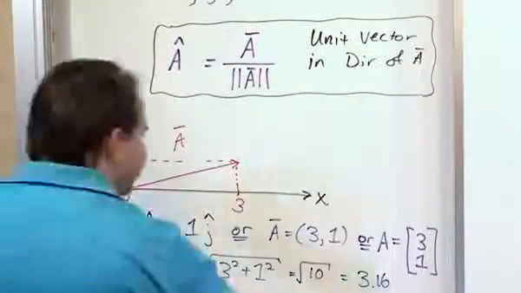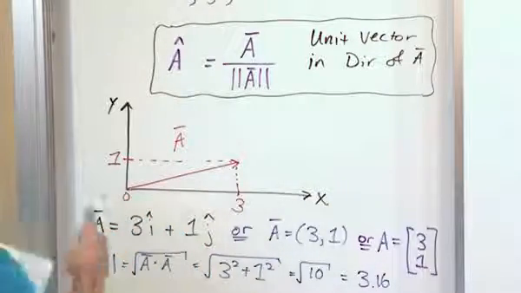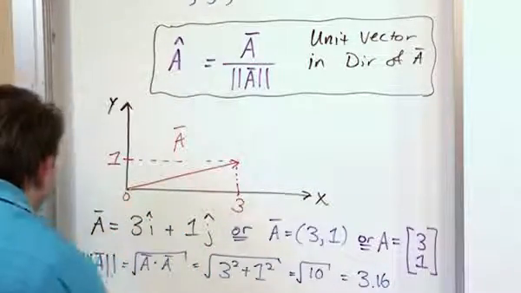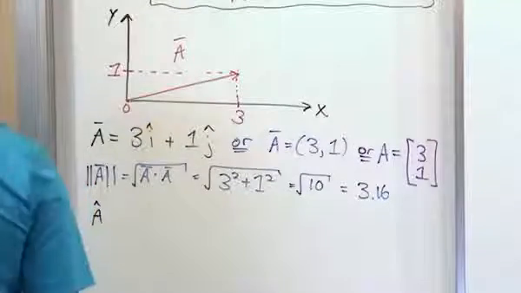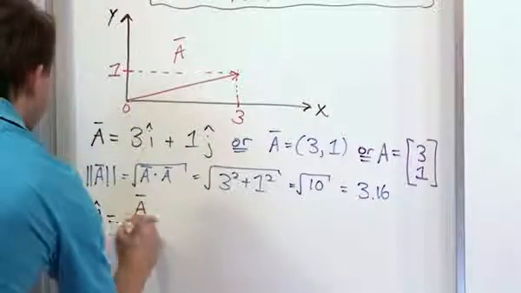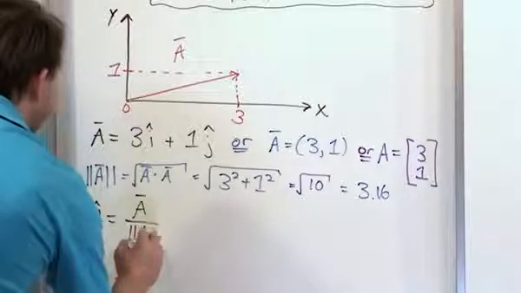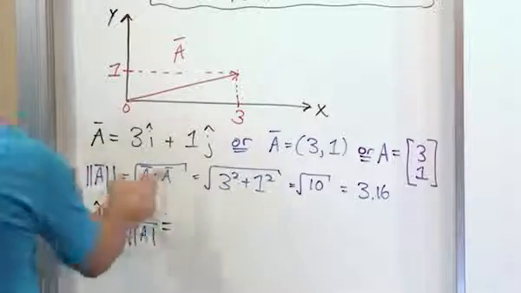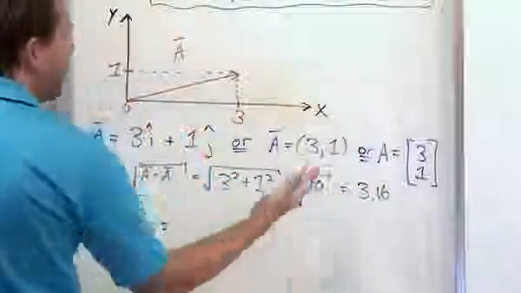So now that we have the magnitude of A, it's a very simple matter to calculate this thing that we call a hat, which is a unit vector in the A direction. The way you do it is you take the vector A and divide it by the magnitude of the vector. Now the vector A, you can write it 3 different ways. I really don't care which way you write it.